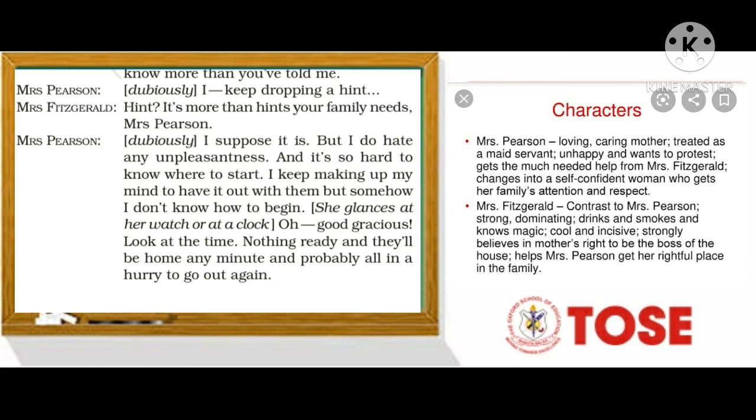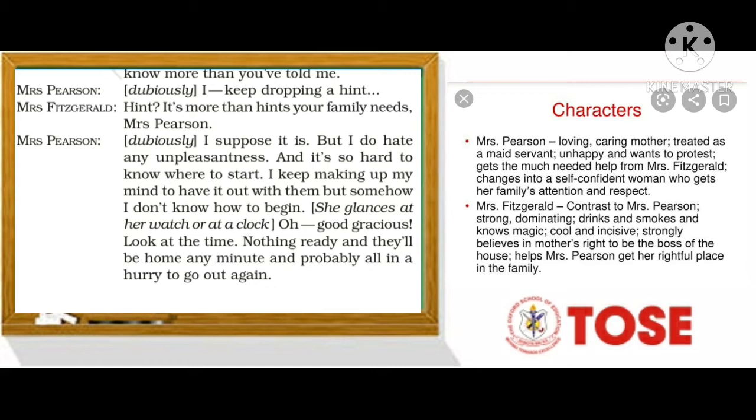So this is what Mrs. Fitzgerald was trying to tell Mrs. Pearson. And on that, Mrs. Pearson asked her to keep dropping a hint. Dropping means giving here. Obviously, the word drop means like dropping water or something, but it's not like this here. It means giving. So Mrs. Fitzgerald said, hint? It is more than hints your family needs, Mrs. Pearson. Mrs. Pearson, dubiously again.